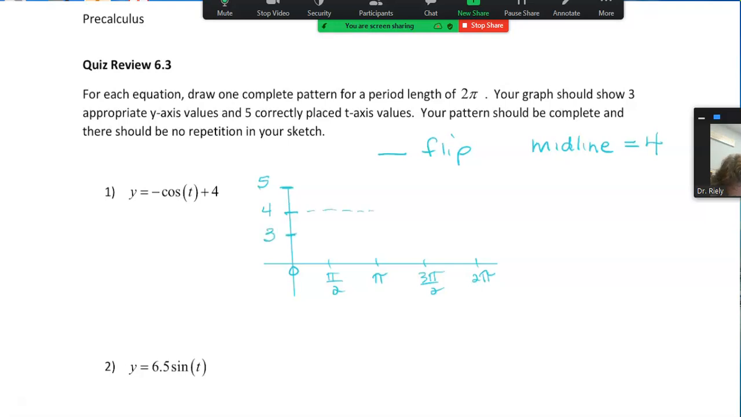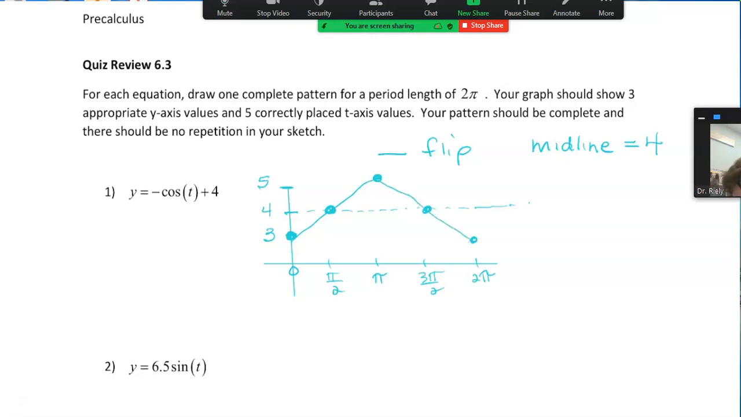I'm going to dash my midline, and I'm going to look. I want cosine, but I want cosine flipped. So cosine is the cup. The cup is flipped, so the cup is not holding water. So I start at my first angle, which is 0 radians. I go up to pi over 2 radians with a y value of 4, and then go to 5, then back down to 4, and then all the way back down, and I connect those dots.